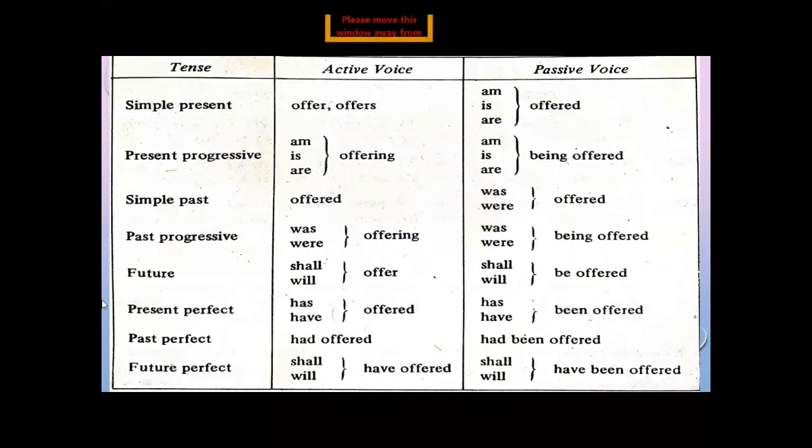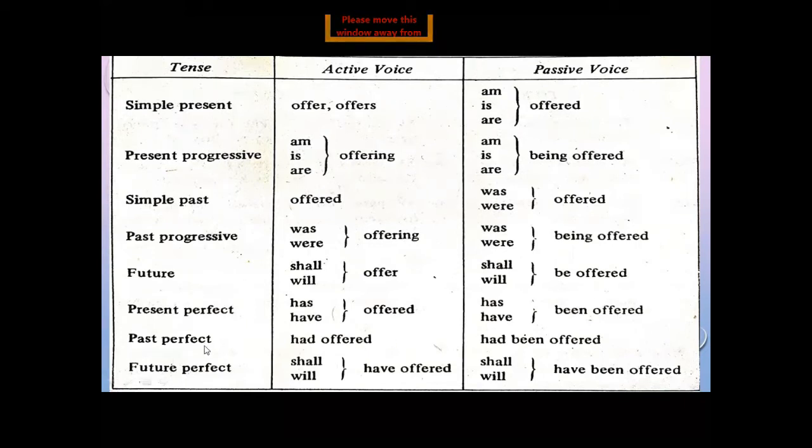Then present perfect tense. In present perfect tense we use has or have plus the third form of the verb, meaning the past participle. If we say he has offered or they have offered, the auxiliary verb of the passive voice will be has been or have been, plus the third form of the verb. In every passive voice, the main verb must be in the third form.